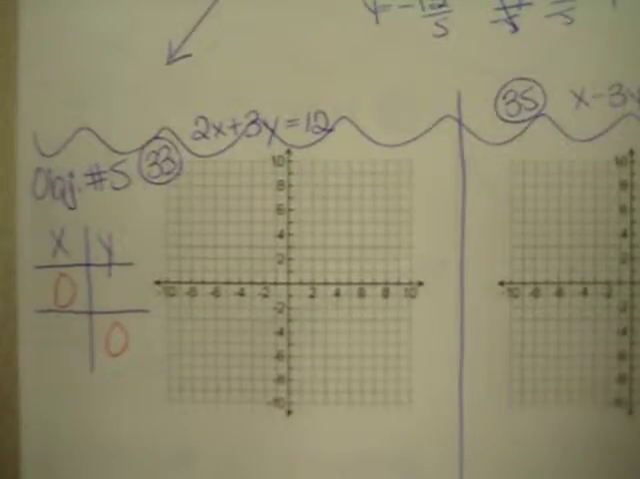So we're talking about graphing still. Our next way to graph is using x and y intercepts. Objective 4 discusses graphing lines using xy tables. Now we're going to graph using x and y intercepts. So what is an x and y intercept?